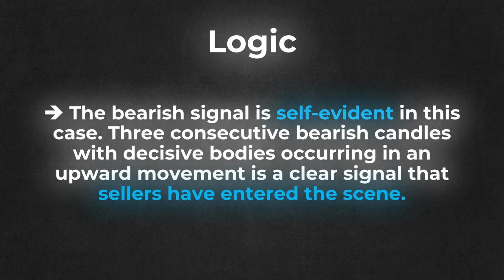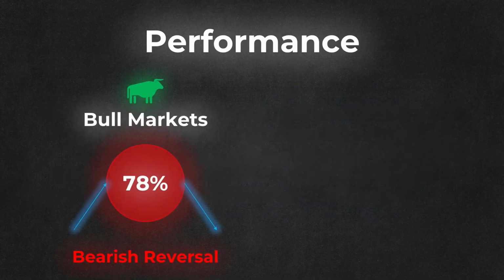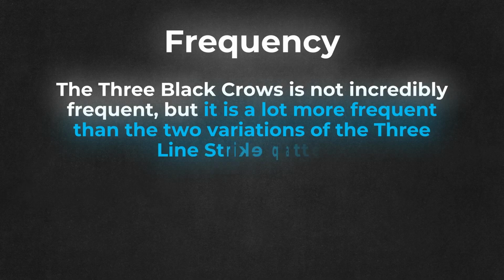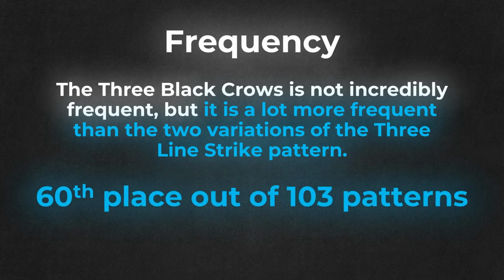3 consecutive bearish candles with decisive bodies occurring in an upward movement is a clear signal that sellers have entered the scene. In bull markets, it works as a bearish reversal 78% of the time, and in bear markets, it works as a bearish reversal 79% of the time. The fact that the performance is basically the same in bull and bear markets shows how powerful this pattern can be. It's not an incredibly frequent pattern, but it's a lot better than the top 2 variations of the 3-line strike pattern as we just saw. This pattern ranked 60th place out of the 103 patterns in terms of frequency.